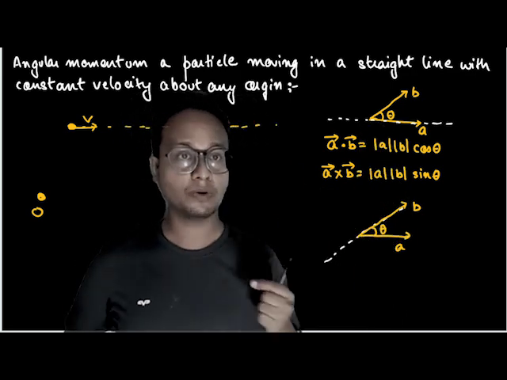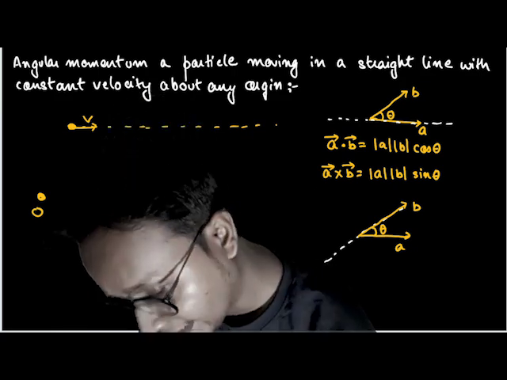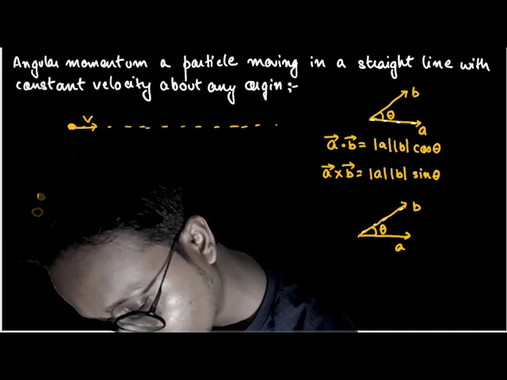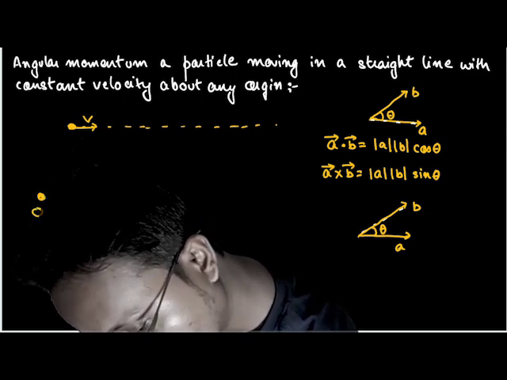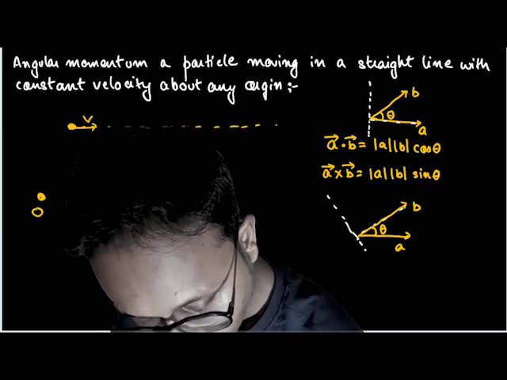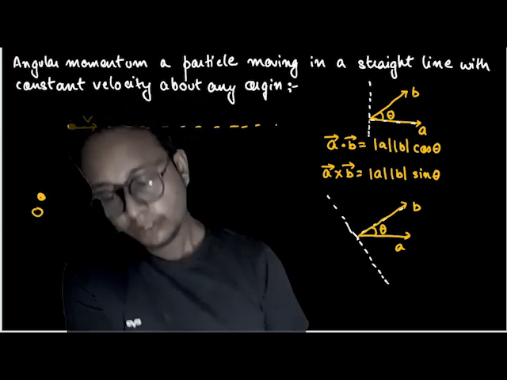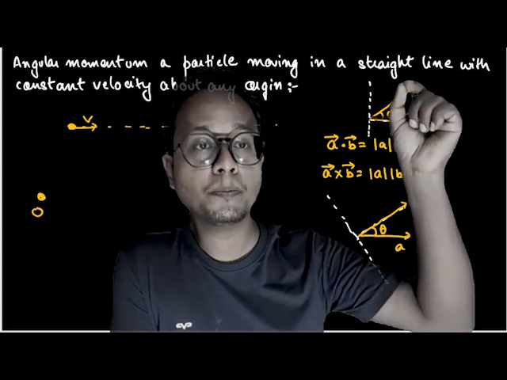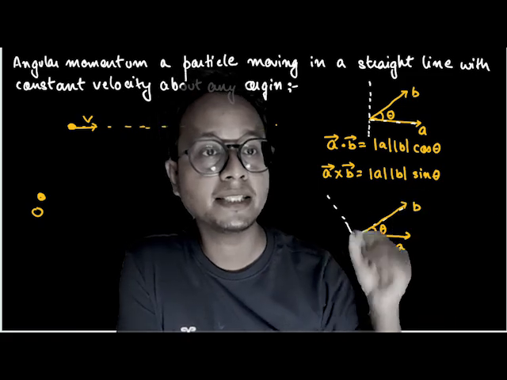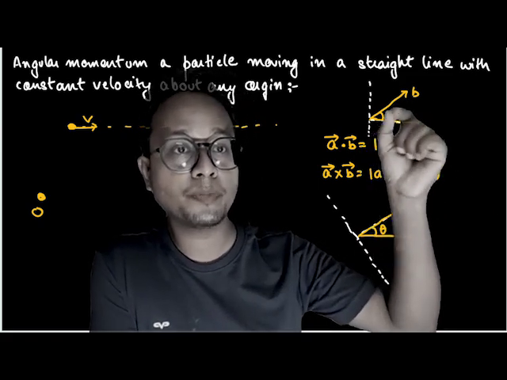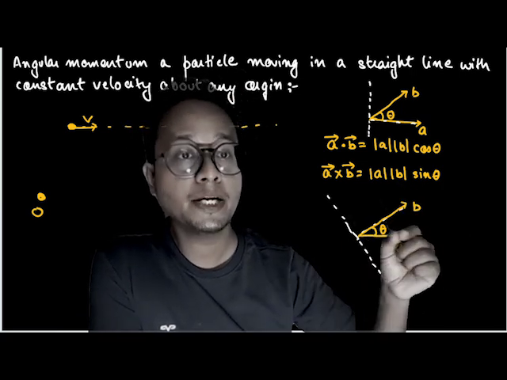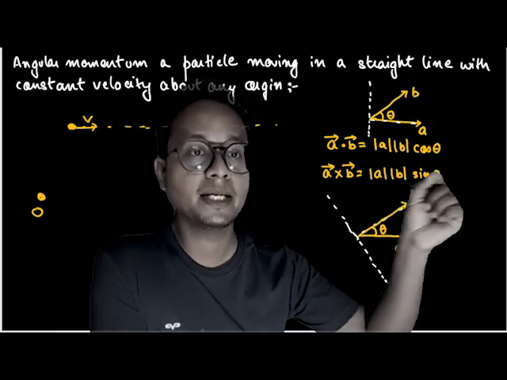Now for cross product, what we have to do is the same thing, but with a little bit of a twist. The twist out here is: draw a perpendicular. The line perpendicular to a is this line, and the line perpendicular to b is this line, isn't it? So it is nothing but a into the component of b along this perpendicular line, which is ab sin theta. Vector a into the component of b along this line is nothing but ab sin theta, or vector b into the component of a along this line is nothing but ab sin theta.